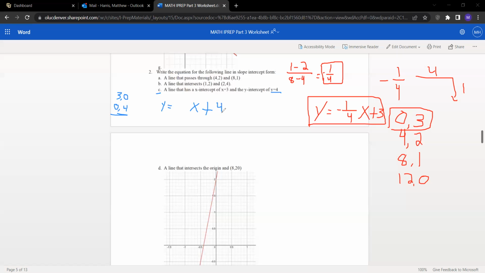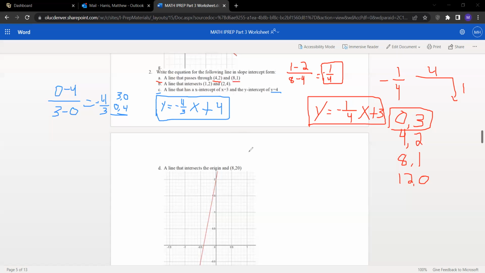So plus 4. And then we can just do rise over run. So with (3, 0), we have 0 minus 4, over 3 minus 0, equals negative 4 over 3. So those are some answers for C and for A.